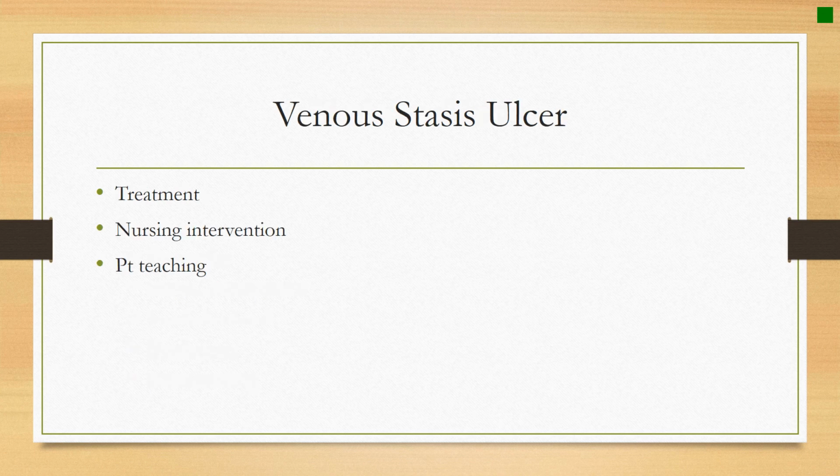Venous stasis ulcers. Treatment is elevation, and special compression bandages rather than hoses over the open wounds. Dressing changes as ordered. Antibiotics for signs and symptoms of infection. Surgical debridement if conservative measures typically don't work.